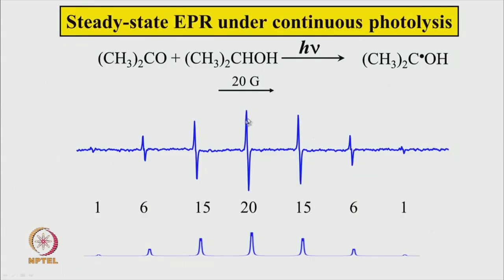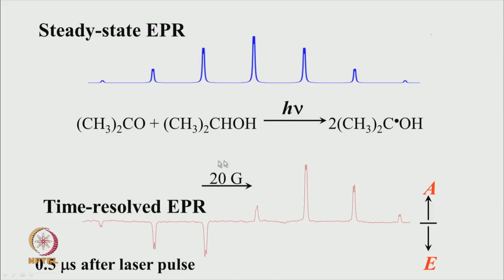The example that we saw earlier in steady state photolysis, acetone and isopropanol, gives an absorptive spectrum of this kind. This is the derivative signal. But if we imagine that this is the way the absorptive signal is, this experiment using time resolved spectroscopy gives a completely different type of signal intensities. This is the steady state spectrum, and here is the time resolved spectrum. You see how some of them are emissive, some are absorptive, and even the doublet signals are seen much more clearly here. So naturally, something unusual is contained in this time resolved EPR spectroscopy.